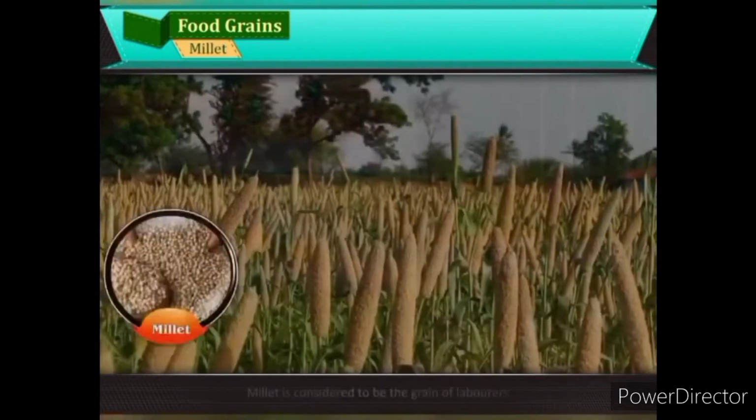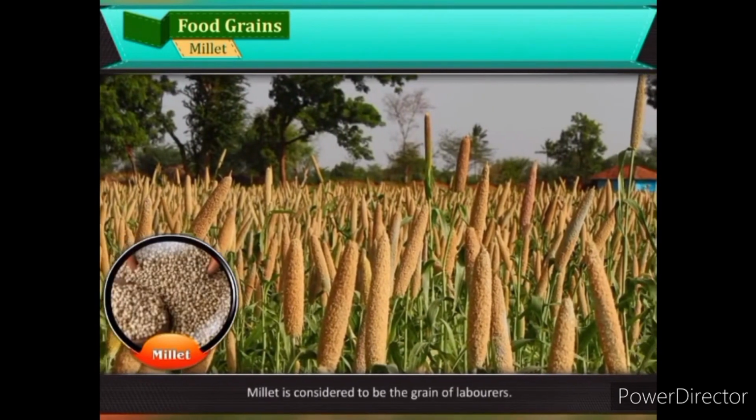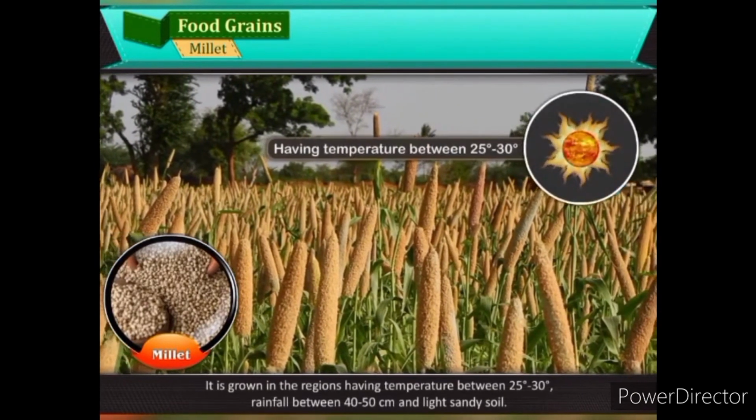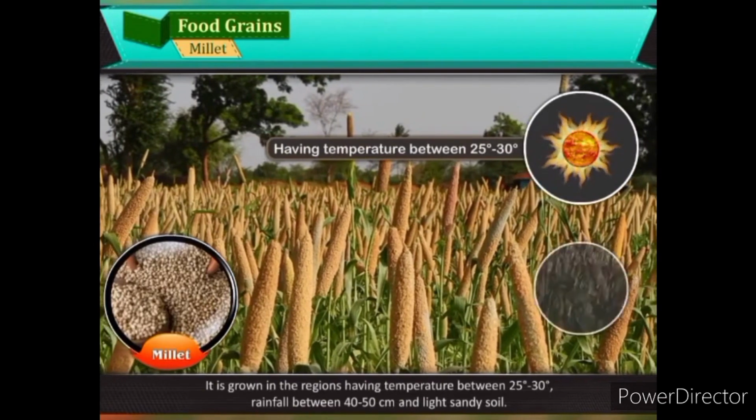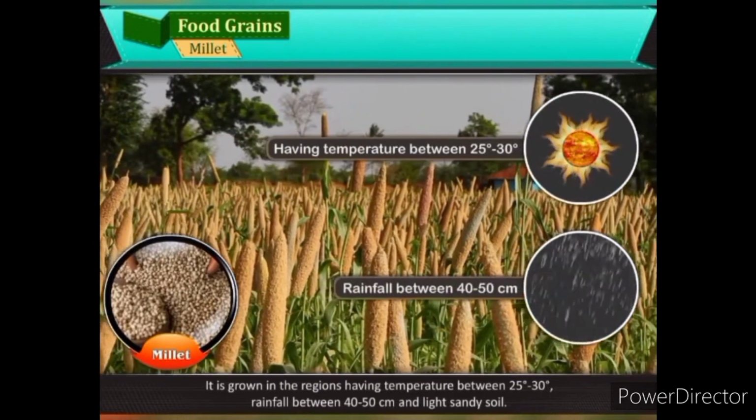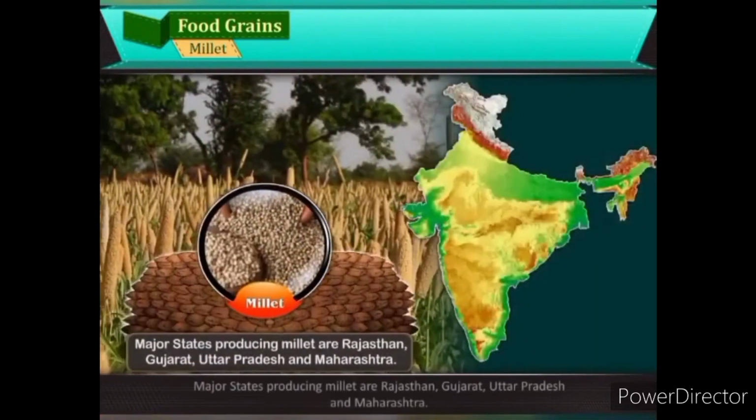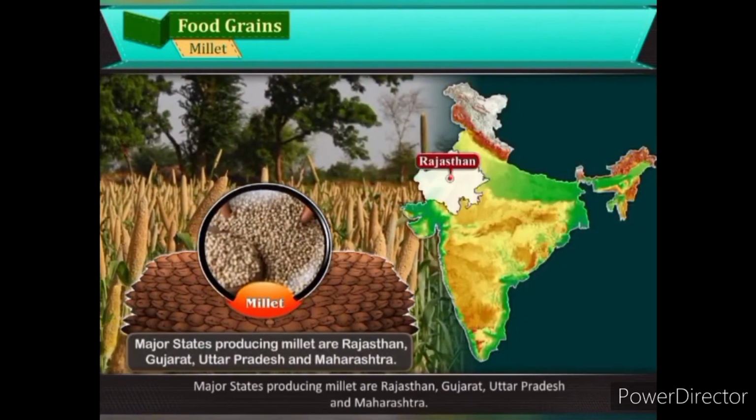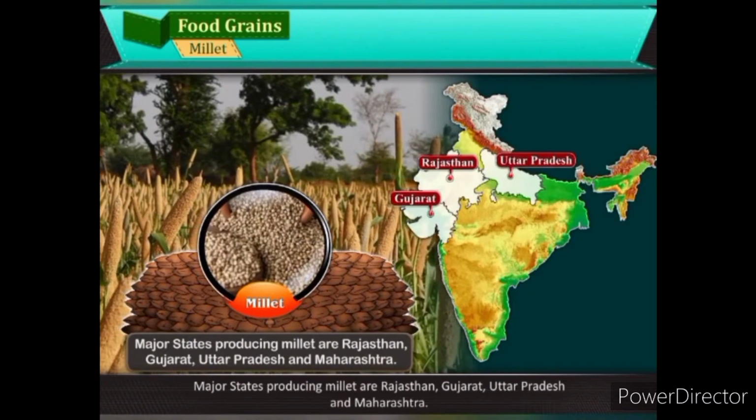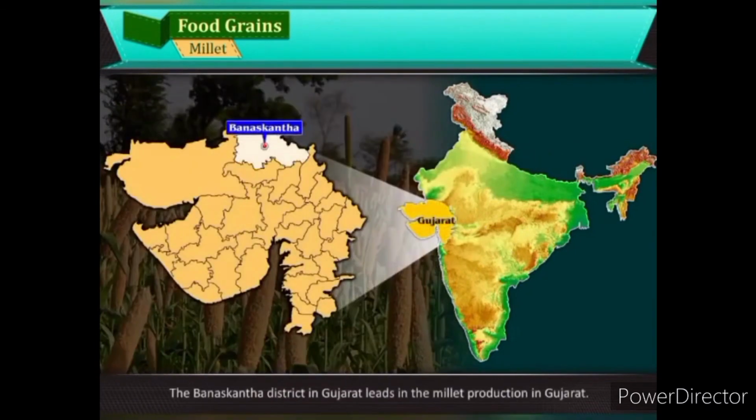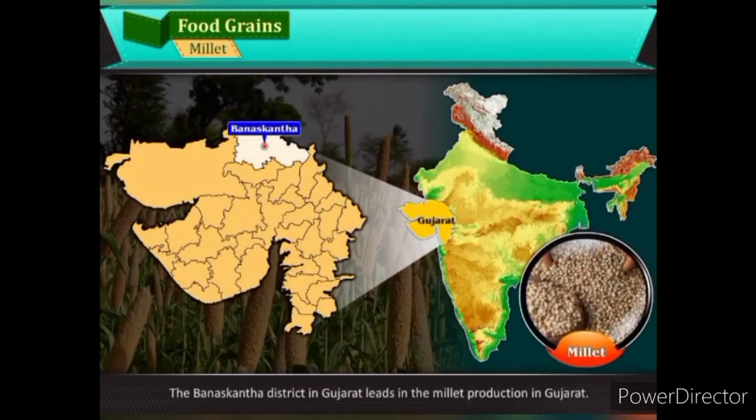Millet. Millet is considered to be the grain of laborers. It is grown in the regions having temperature between 25 to 30 degrees, rainfall between 40 to 50 centimeters, and light sandy soil. Major states producing millet are Rajasthan, Gujarat, Uttar Pradesh, and Maharashtra. The Banaskantha district leads in millet production in Gujarat.